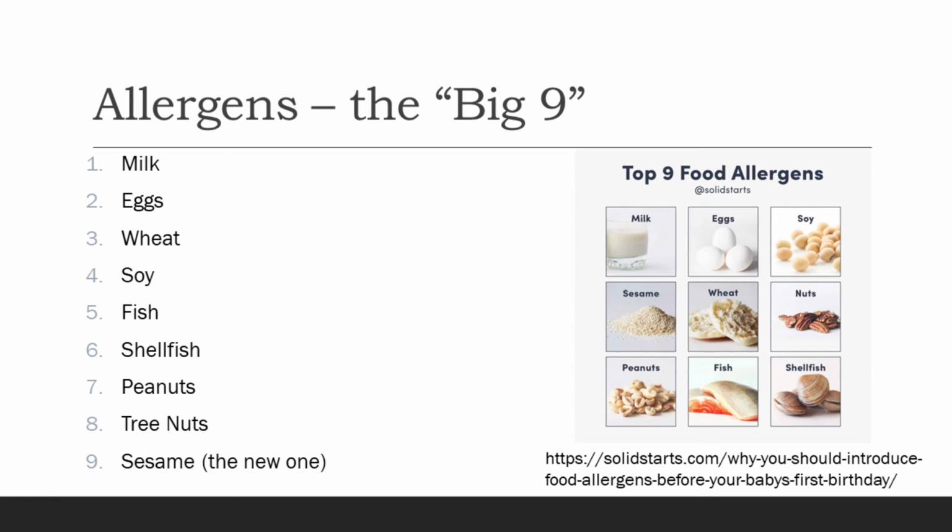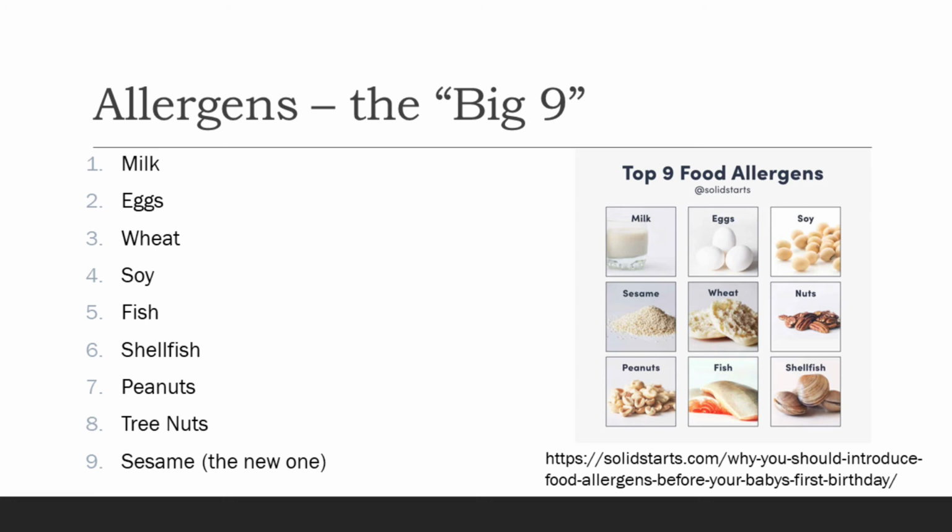But aside from sesame, the new one, there are 8 others: milk, eggs, wheat, soy, fish, shellfish, and by shellfish I mean mostly crustaceans and arthropods like shrimp, crabs, stuff like that, crayfish. Not things like snails, scallops, or octopus. Just the ones with the hard shells and the segmented, jointed bodies. Lobsters would count. Squid would not.